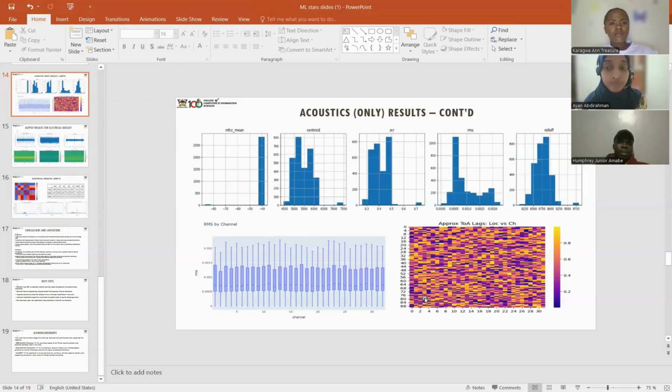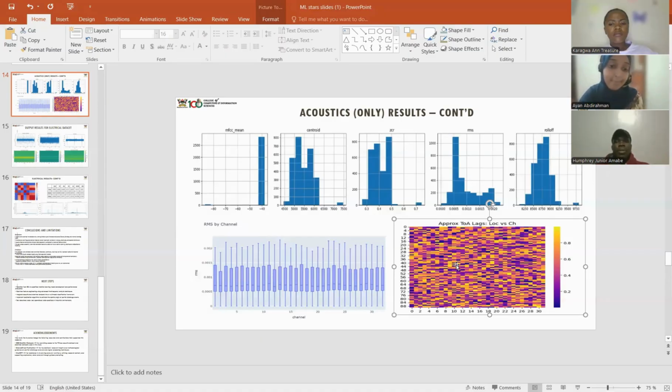And then we have a box plot, as you can see down there. The box plot shows the RMS energy for each channel. Each box represents a spread of values, with most channels having a similar median, but there's a slight variation. This indicates that although most of the channels are generally consistent, some channels tend to capture more or less energy, possibly due to their position at the location.